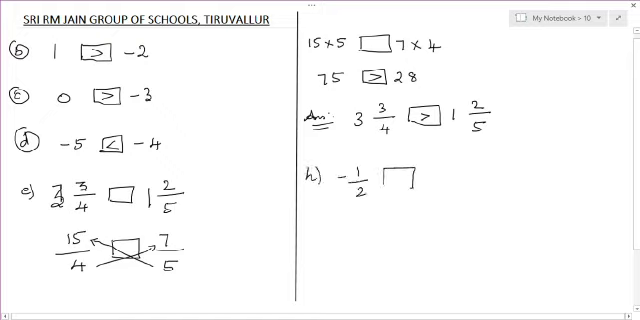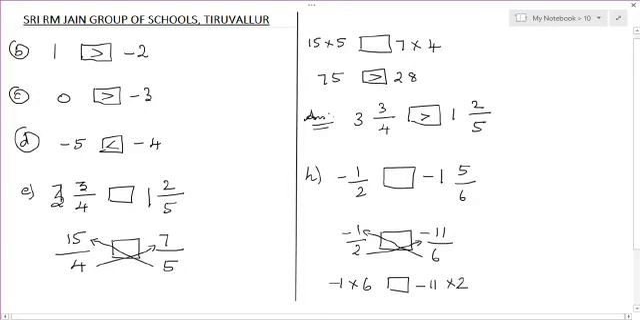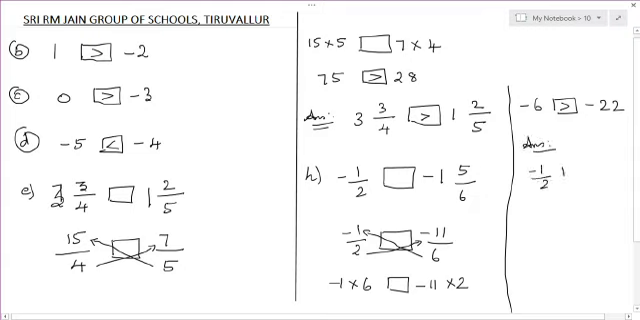minus 1 by 2. We are comparing it with minus 1, 5 by 6. So minus 1 by 2. I am going to compare it with 6 ones are 6, 6 plus 5. The negative sign is for the full number, so don't take it for the 1 only. 6 ones are 6, 6 plus 5 is minus 11 by 6. Again both the denominators are different. You can cross multiply. So minus 1 into 6, minus 11 into 2. So minus 1 into 6 is minus 6 and minus 11 into 2 is minus 22. When you compare both negative numbers, the least number is greater. So your answer is minus 1 by 2 is greater than minus 1, 5 by 6.